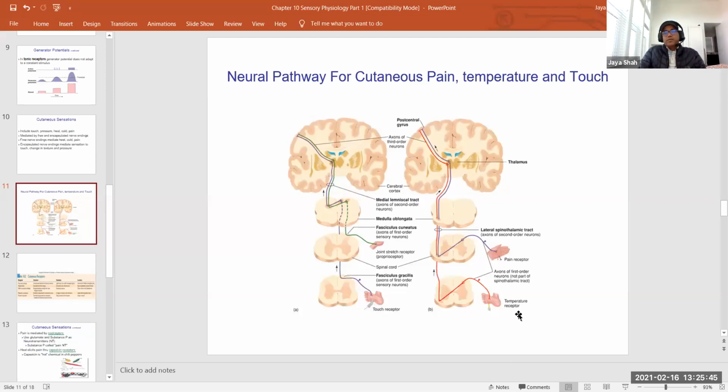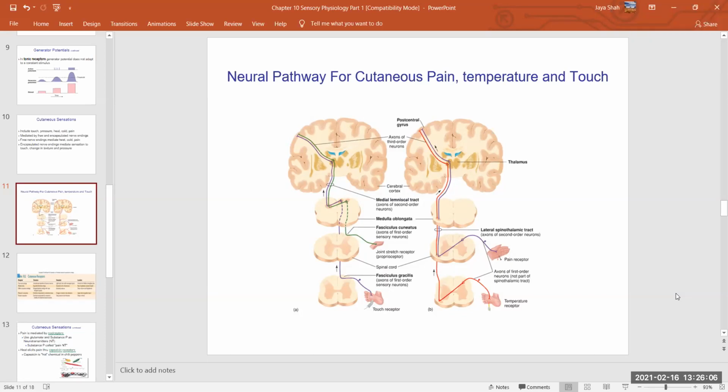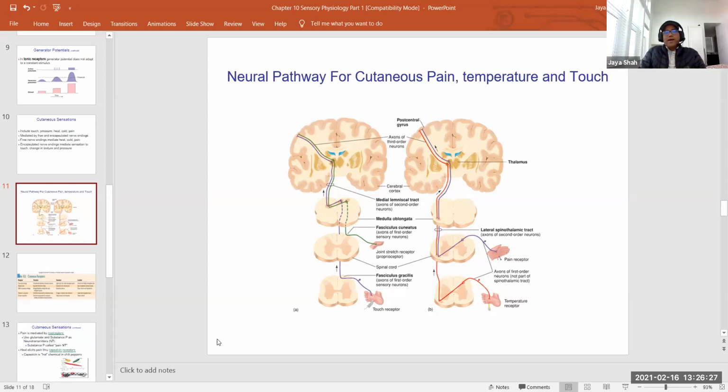Let's see temperature and pain. Do they cross in the medulla oblongata or do they cross in the spinal cord? Spinal cord. Yes, so they cross lower. They cross in the spinal cord. That means if somebody has spinal cord damage in a road traffic accident, what kind of sensation will be lost easily? Temperature and pain. Yep. Okay, so that is the pathway.